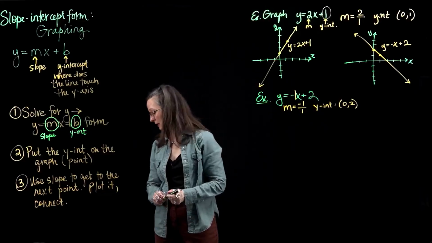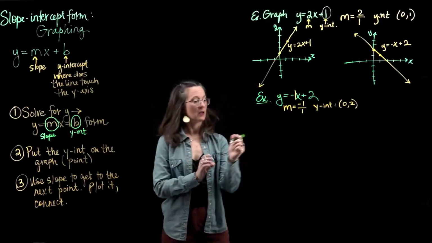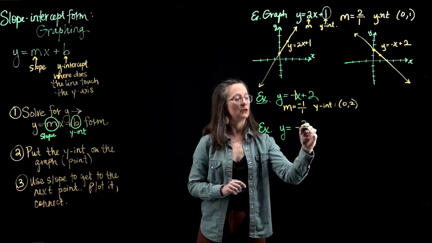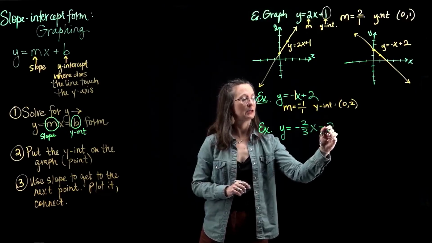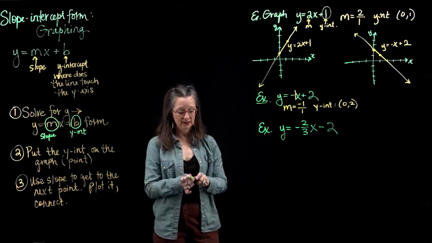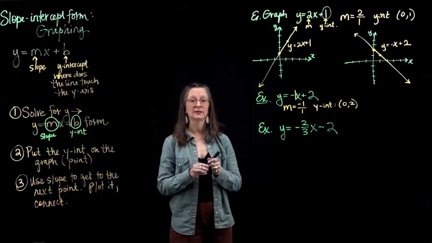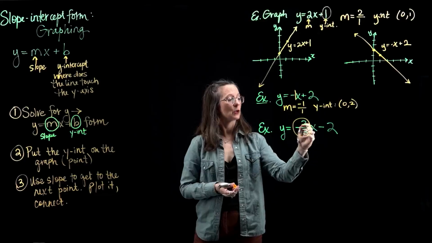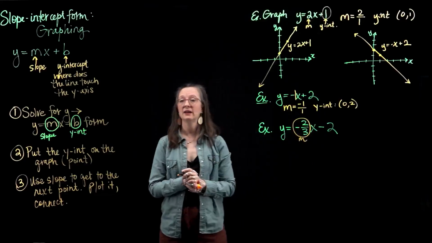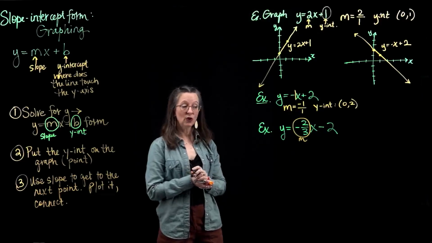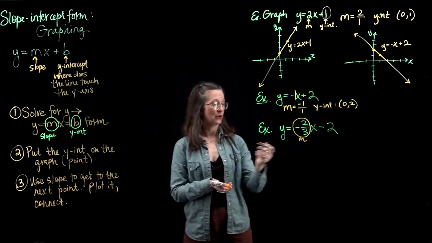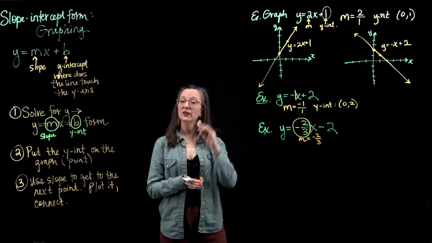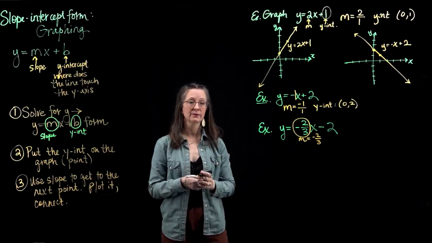All right, let's look at another example. I'm going to do y equals negative 2/3 x minus 2. Lots of negatives in there. Don't worry, we got this. All right, remember that slope is the coefficient on x. So in this situation, slope is -2/3. Okay, it is negative. It'll be going down from left to right.